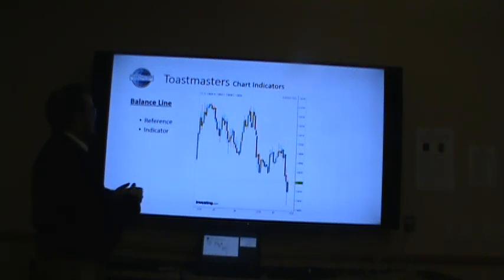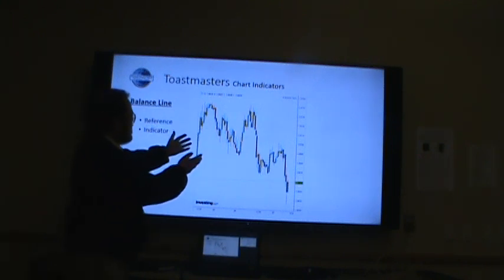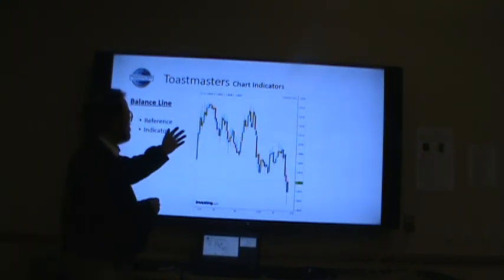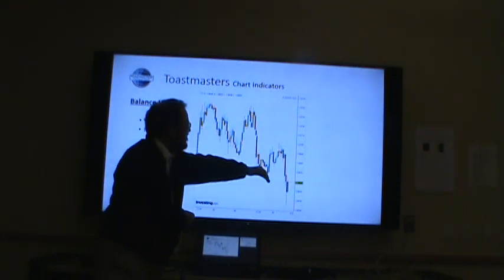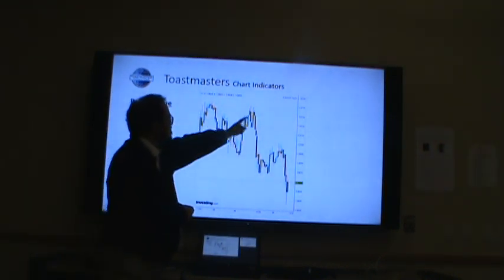So balance lines are used for a reference, and it's an indicator. It's like you're driving down the road and most cars have a little light that says you're running out of gas. It's an indicator. Got to fill up, right? So the balance line is an indicator. Without a balance line, you really couldn't tell which way that market's going. Is it going up or down? It kind of looks like it's going down, but it's got some ups and downs.